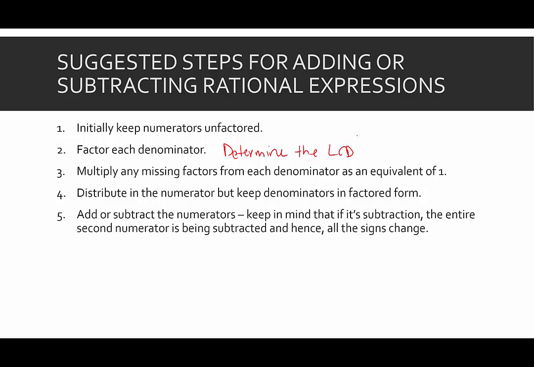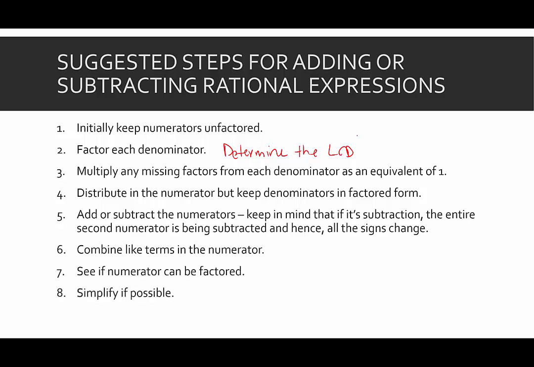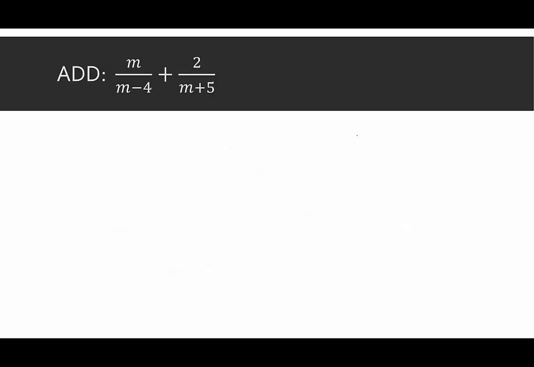Keep in mind that if it is subtraction, the entire second numerator is being subtracted, and hence all the signs change. Combine the like terms in the numerator. See if the numerator can be factored, and then simplify if possible, meaning look for common factors between the numerator and denominator. Okay, so in our first example, we're adding, and we have two rational expressions.